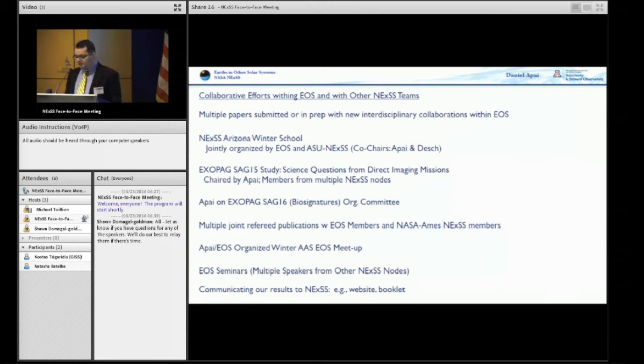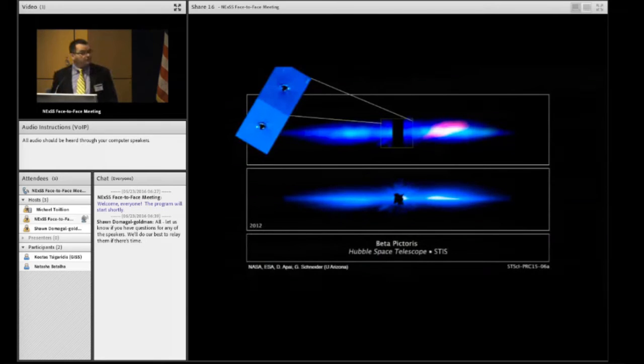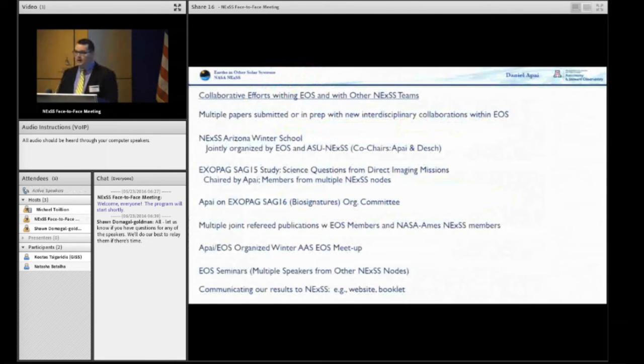We are also leading a SAG 15 study. I'm chairing that. That's exploring science questions from direct imaging missions, and that's also something that many NExSS teams are participating in. I will not go into the details, but we have seen NExSS as a great opportunity, and we are making good use of it. I wanted to show you just some highlights, and we have posters out there with many EOS members here, so I hope you will take the opportunity to chat with us in the next days.